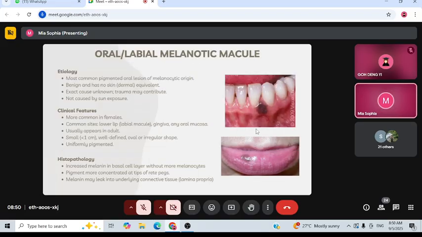Histologically, you will find increased melanin in the basal cell layer, but no increase in the number of melanocytes, which helps distinguish it from melanocytic neoplasms. The pigment tends to be more concentrated at the tips of the rete ridges, and in some cases, melanin may leak into the underlying connective tissue or lamina propria.